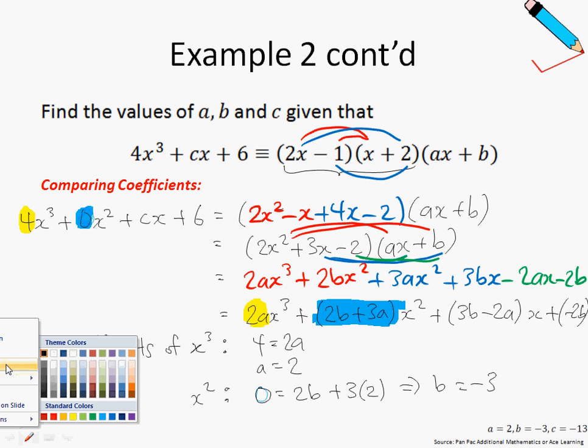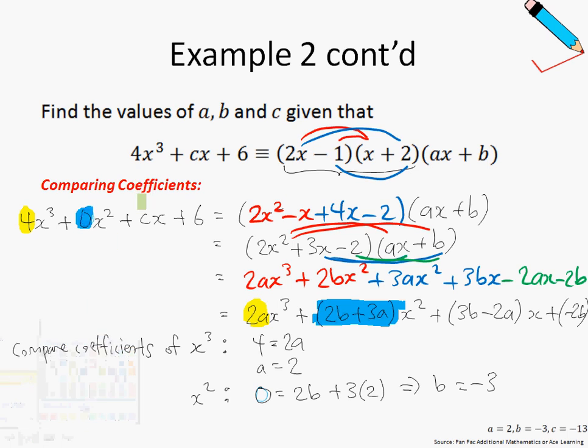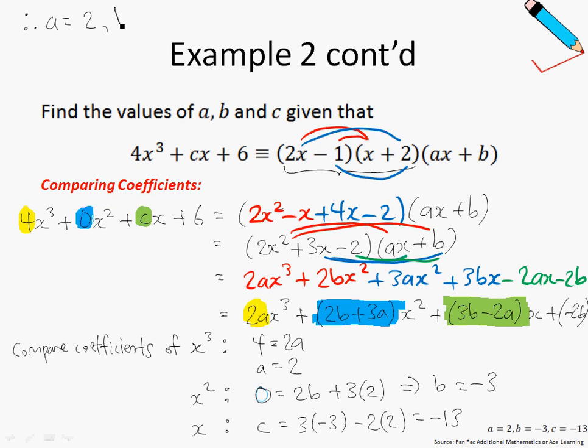So let me use a different color. So the coefficient of x on the left hand side is c, and on the right hand side we have 3b minus 2a. Okay, and so comparing the coefficients of x, we have c equals to 3b, and b we found is -3, minus 2a, and a we found is 2. Okay, and simplifying this, we will just get -13. So you see that we arrive at the same answers, which is a equals to 2, b equals to -3, and c equals to -13.